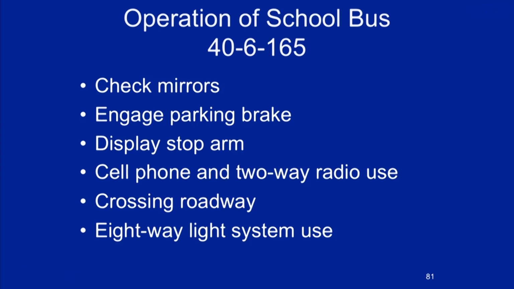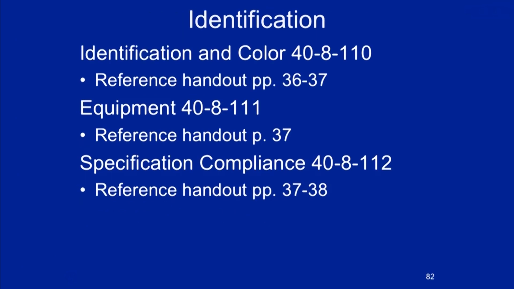We talked about before, your headlights have to be working, and in this provision of the law, your parking brake must be working and it must be set. Your stop sign must be working and it must be deployed. Your 8-way loading lights, amber and red loading lights, must operate and they must be used. And your crossing gate must be operational and you must use them. So if any of those pieces of equipment are not operational, then that bus is not to be used to transport students.